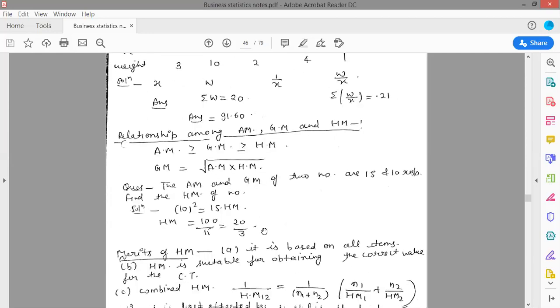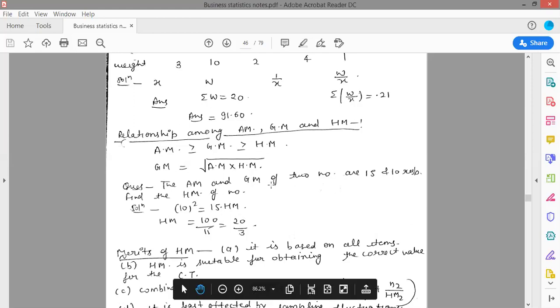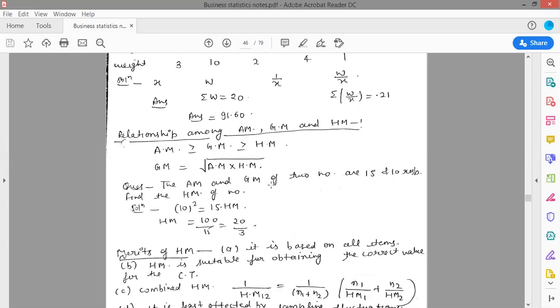Now, there is a relation among arithmetic mean, geometric mean, and harmonic mean. Arithmetic mean is always greater than or equal to geometric mean, and to harmonic mean. So arithmetic mean is greater than or equal to geometric mean, which is greater than or equal to harmonic mean. And there is an example related to the above formula. The arithmetic mean and geometric mean of two numbers are 15 and 10 respectively. Find the harmonic mean. If two means are given, then you can calculate your third one. So 10 square is equal to 15 into HM, and harmonic mean is equal to 20 by 3.